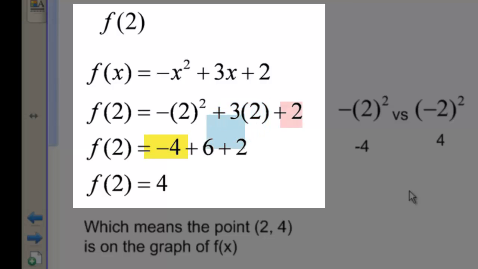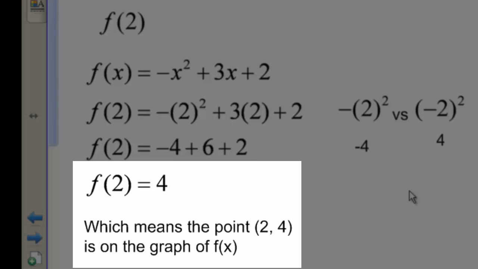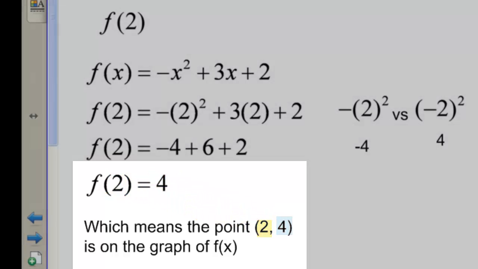Back to the problem, the opposite of 2 squared is negative 4. 3 times 2 is 6. The 2 remains a constant. And then after I take negative 4 plus 6 plus 2, that yields 4. So when you see the function notation f of 2 equals 4, this translates to 2, 4 on the graph.